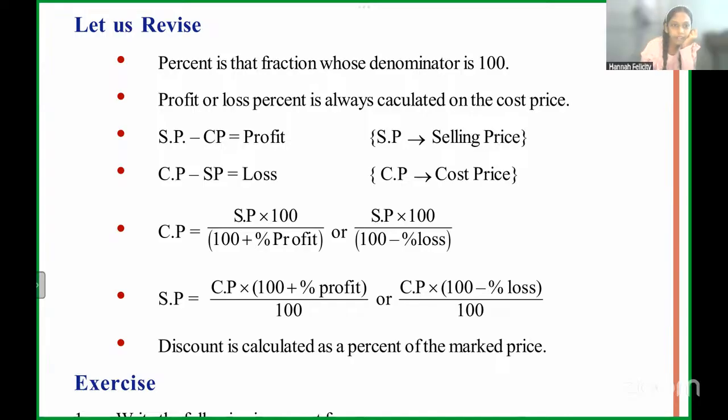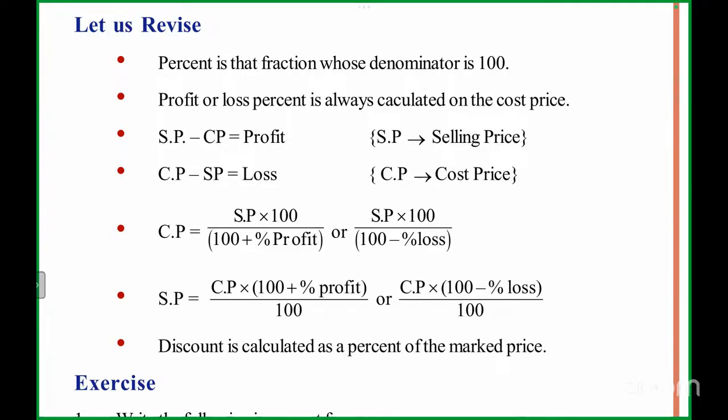Ma'am, selling price is cost price plus profit, cost price minus loss, and cost price into 100 plus profit by 100. And there is also selling price is equal to market price minus discount. One clarification: these are not the definitions. These are formulas, or you can say formula definitions.